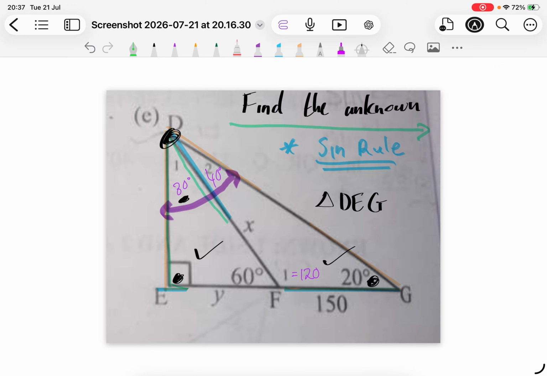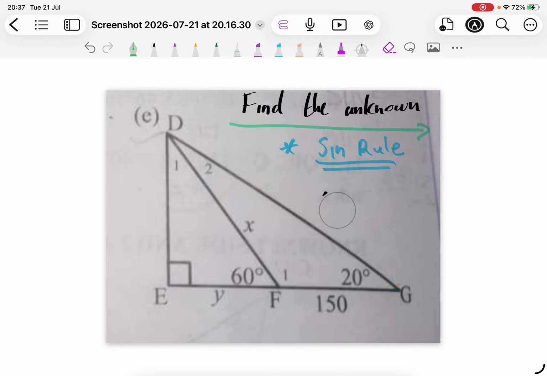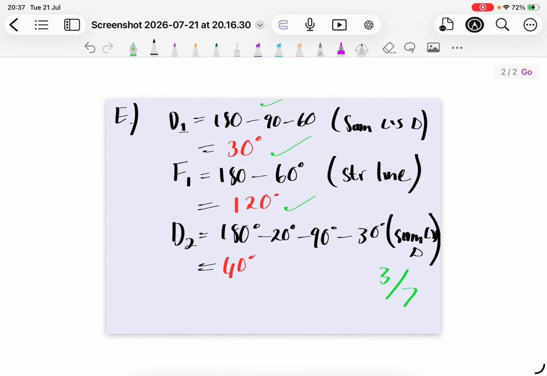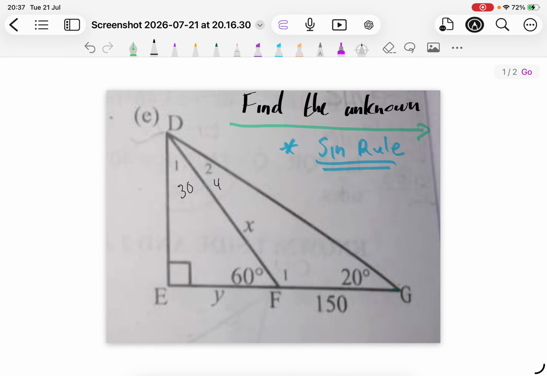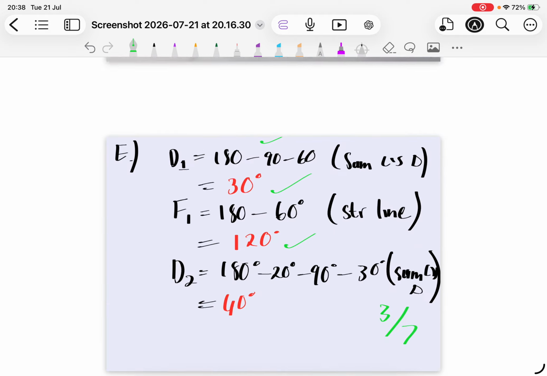So here, what am I going to start with? Let me just quickly erase all of this. Oh, no. Okay, I'll rewrite it again. So here we had D1 was 30, 40, 120. No, I want it to be darker. So this is 30, 40, and this is 120 degrees. Okay, that's better. So now I can go on and look at my sides, and then think about the sine rule.